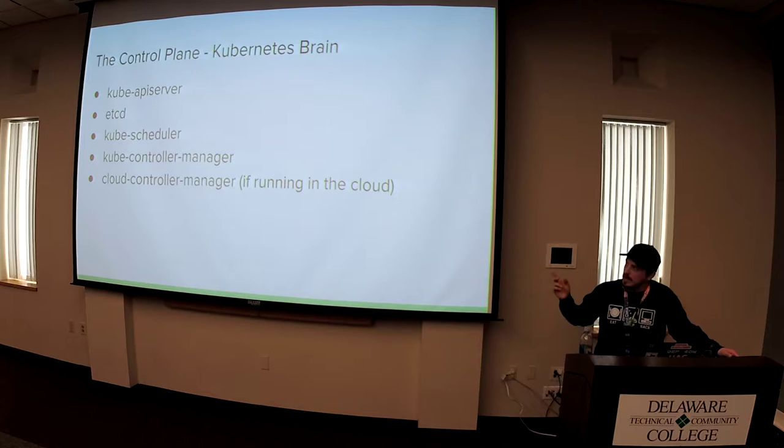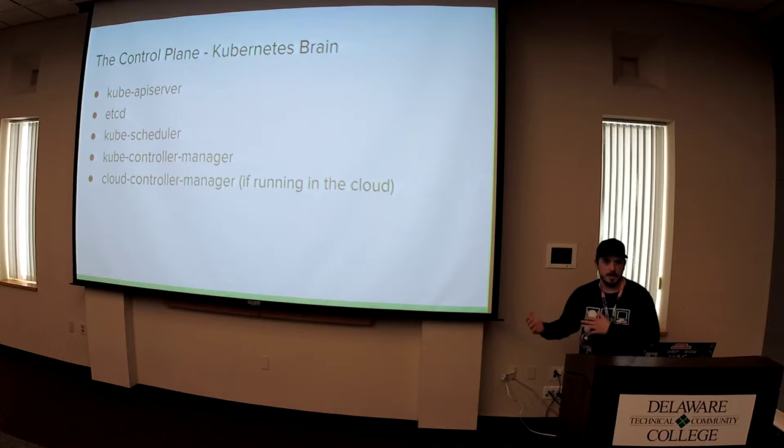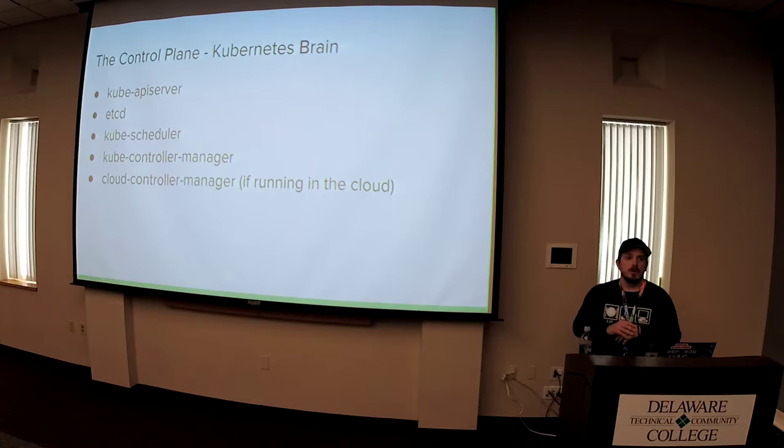But then you have the cloud controller manager, which is a nice service, because if you're running on AWS or GKE or any other cloud provider, that cloud controller manager has hooks directly into those APIs. So if you spin up a service and you need a load balancer, that cloud controller manager will handle that for you, actually talk to the APIs and deploy the load balancers or any of the other service type features for you, automated, which is very nice.